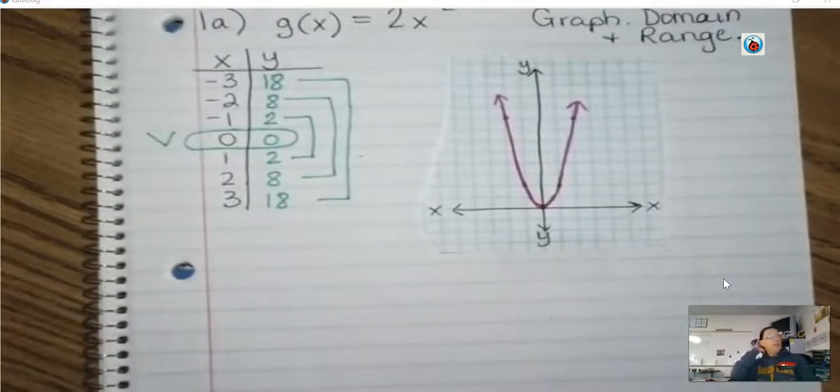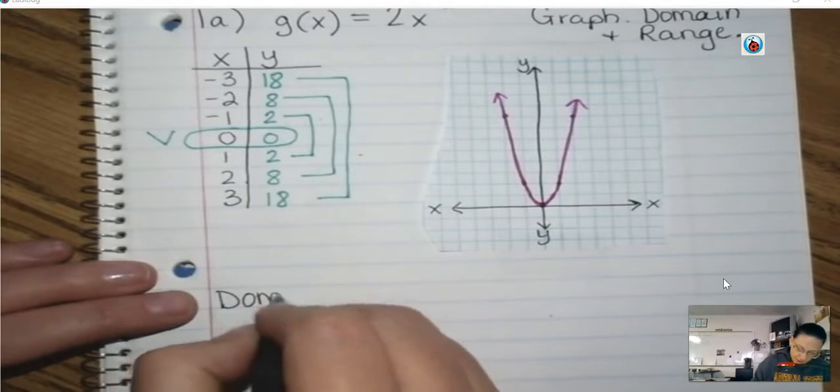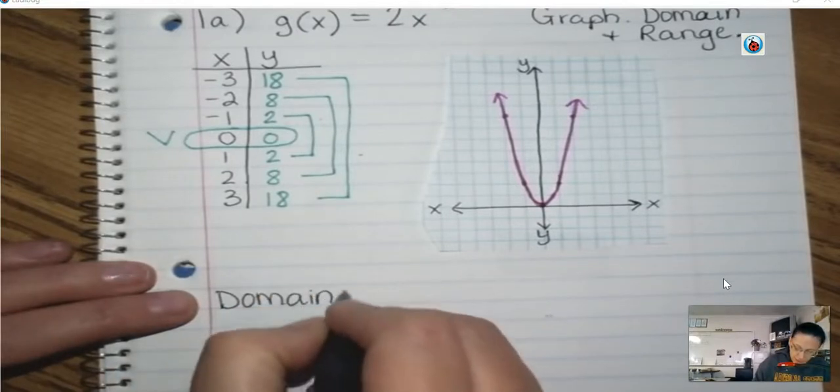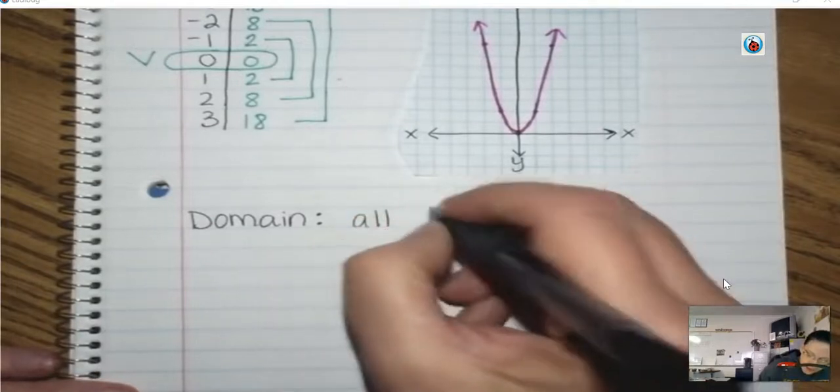Okay, domain and range now. Domain for all of these graphs, these quadratics, it's always going to be all real numbers because you can plug in any x.